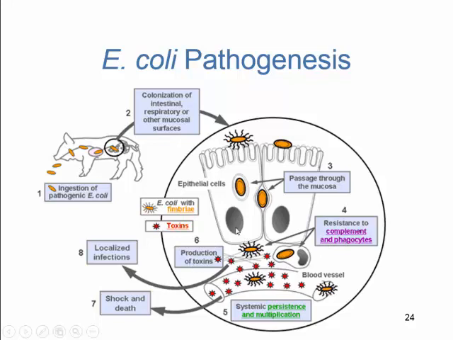But once the microbe has reached the systemic stage, or this lower area near the blood vessels, it can produce toxins. Those toxins can cause a really, really nasty effect. So it can cause localized diarrhea, but some of those toxins can go on and produce septic shock and death.